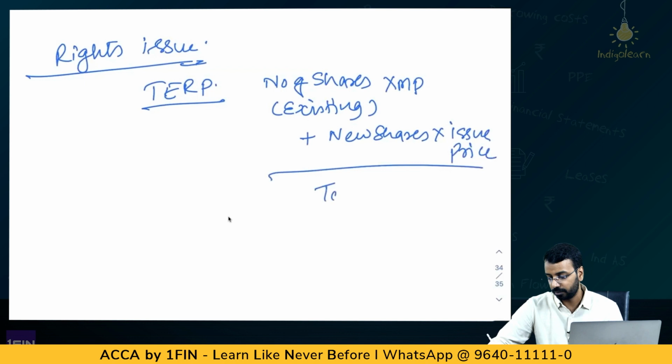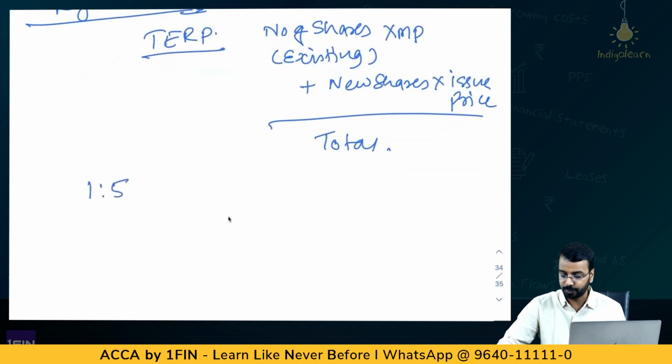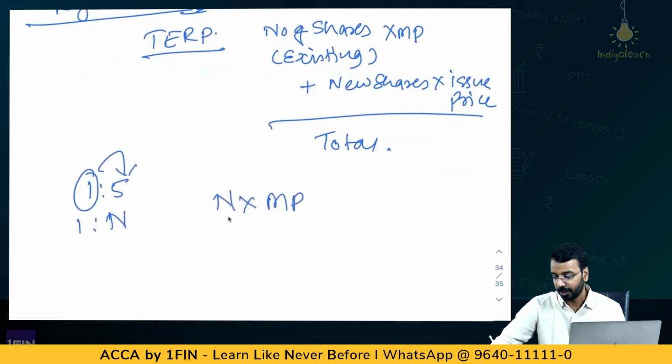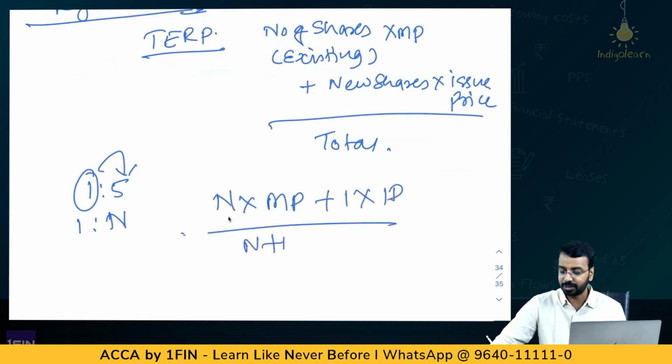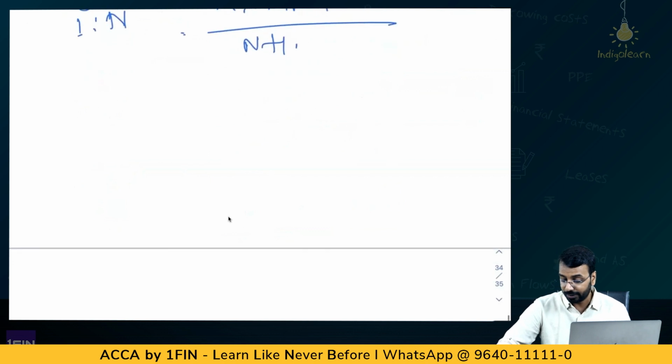divided by total. Or if they give information like rights is in the ratio of 1:5, which means 1 right for 5 shares. So, this is 1, this is number of shares needed. So, you can do n into market price plus 1 into issue price divided by n plus 1. So, this will give you the theoretical ex-rights price.